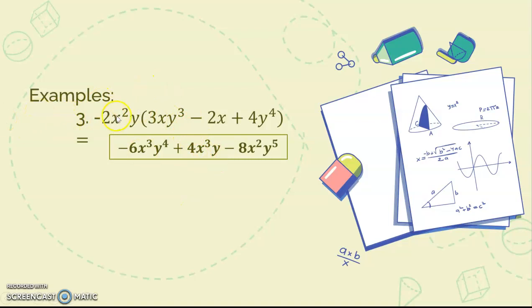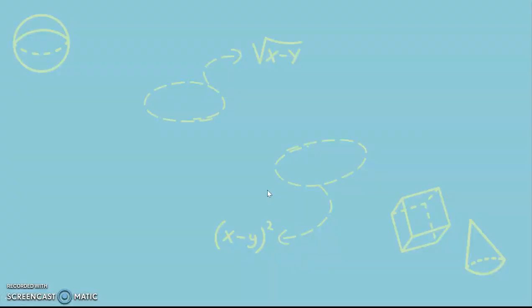Next, negative 2x squared times positive 4y cubed. Negative 2 times positive 4 is negative 8, because unlike signs, it becomes negative. So, negative 8, and then copy variable x. Since there is no x in the other term, just copy x squared. And then copy variable y, 1, add exponents 1 plus 4 is 5. So, our third term is negative 8x squared y to the 5th. So, our final answer is negative 6x cubed y to the 4th plus 4x cubed y minus 8x squared y to the 5th. Okay, so that's it.